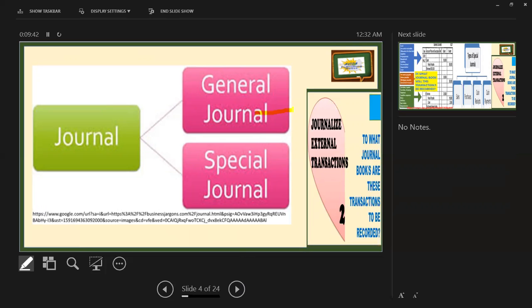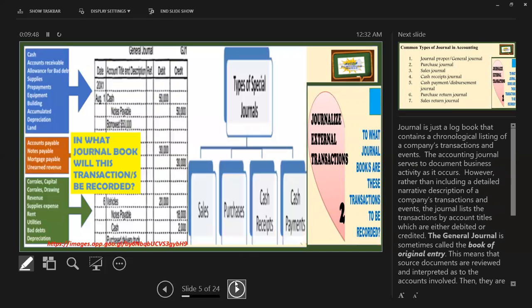So we have this general journal and special journal. This is a more detailed presentation of the general journal. We have the date, account title, description, reference, debit, credit. These are the common types of special journals. We have the sales, purchases, cash receipts, cash payment.